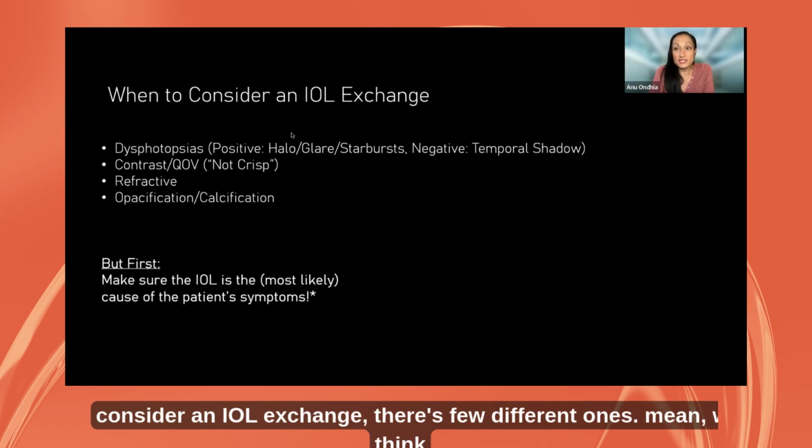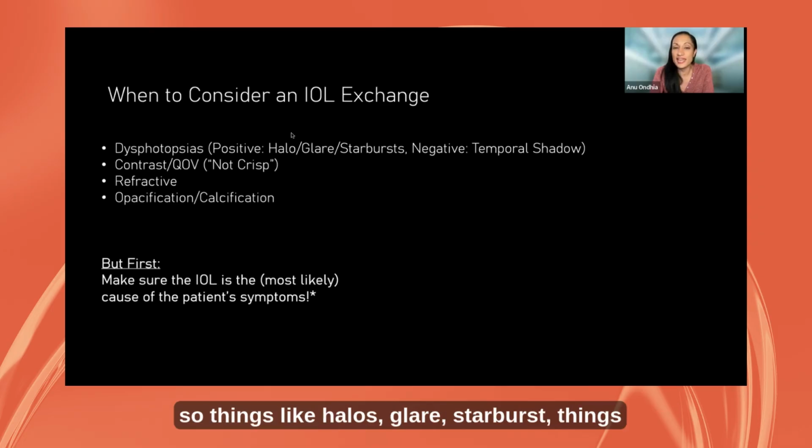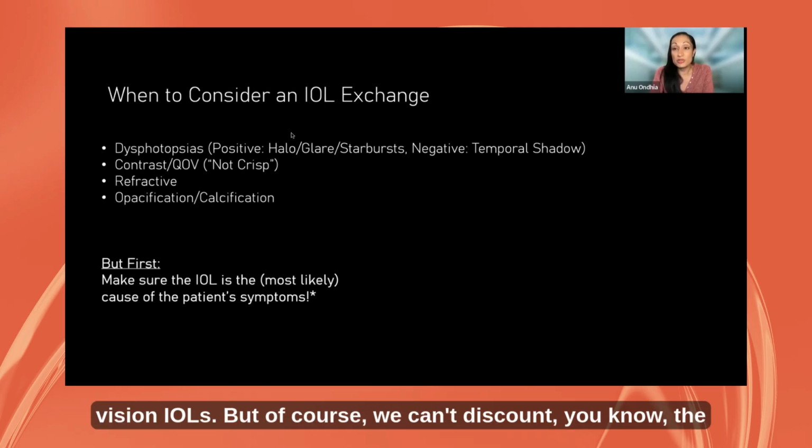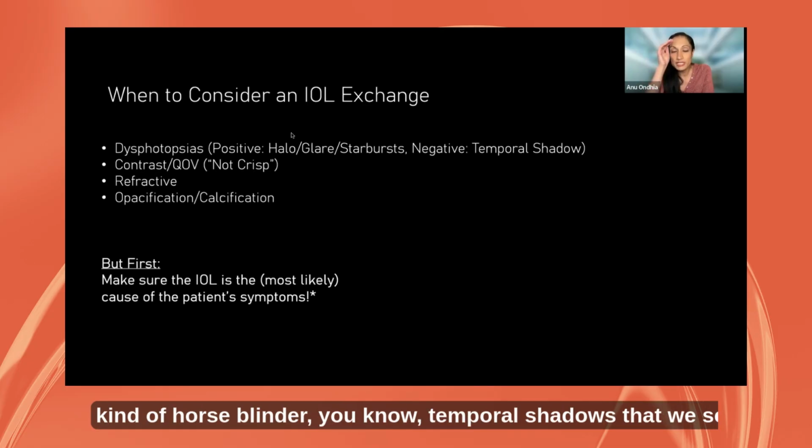So reasons that we can consider an IOL exchange, there's a few different ones. I mean, we think of the usual suspects, things like positive dysphotopsias, things like halos, glare, starburst, things that come with usually multifocal or full range of vision IOLs. But of course, we can't discount the positive dysphotopsias that can come with other IOLs and negative dysphotopsias, which often come in the form of those kind of horse blinder, temporal shadows that we see.